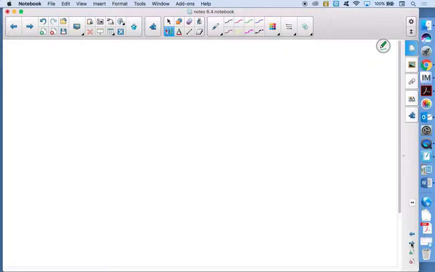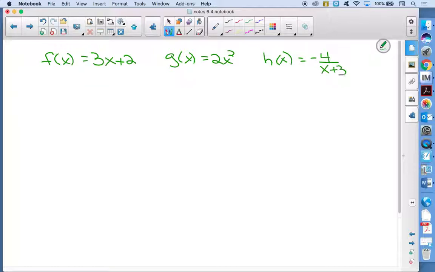Okay, so then looking at the last group, 20 and 22, I think were the two that I've heard. That group of problems used 3x plus 2, 2x squared, and negative 4 over x plus 3. So number 20 says take h of x minus f of x. So our h of x is the negative 4 over x plus 3.